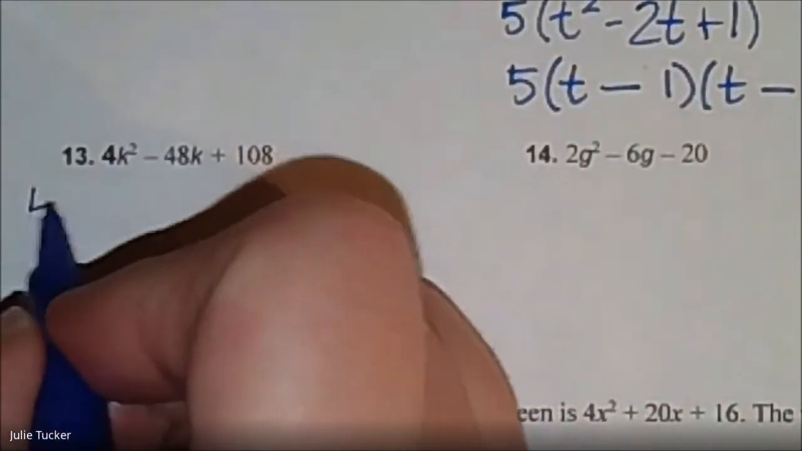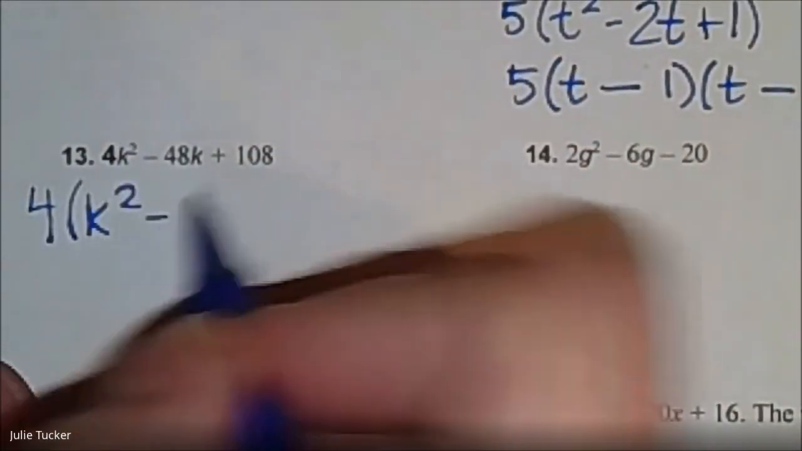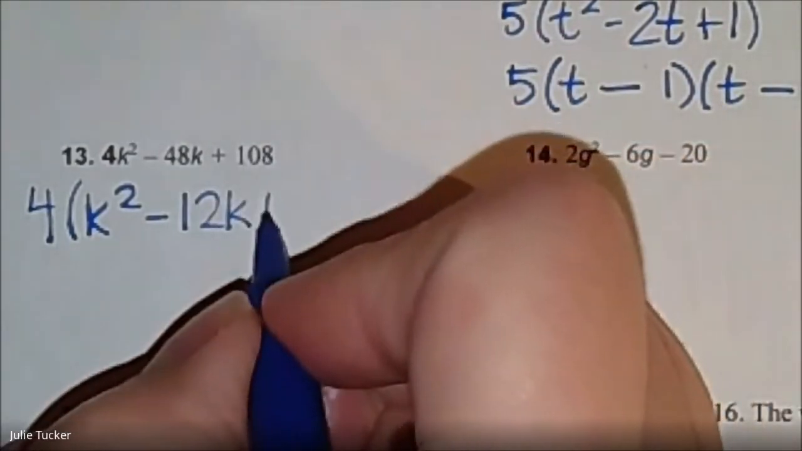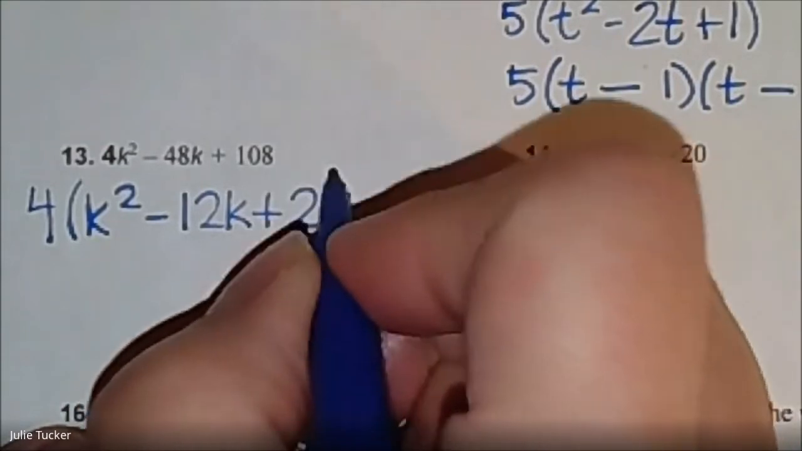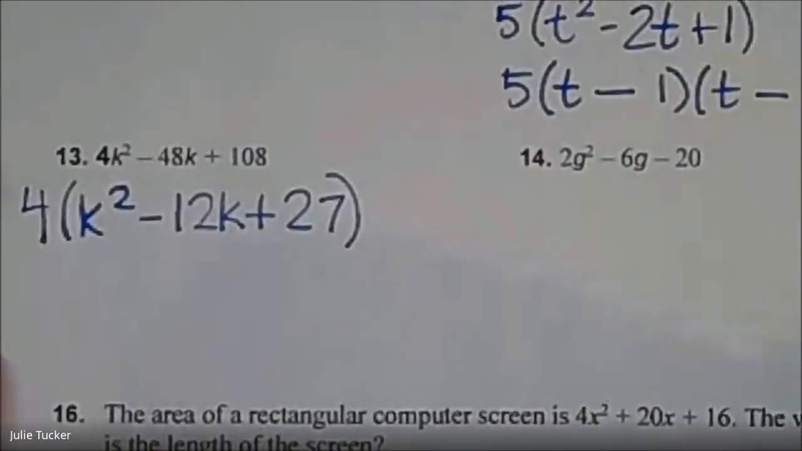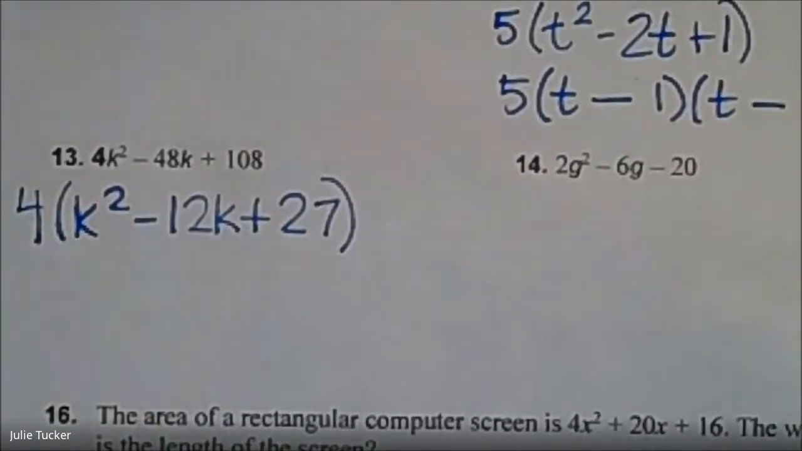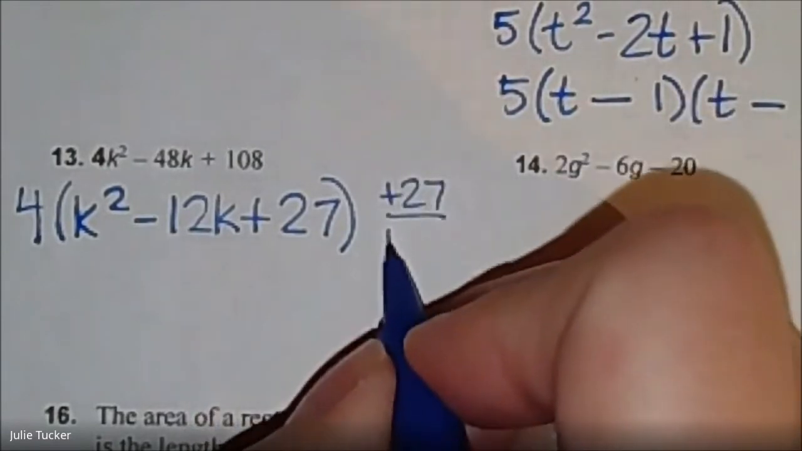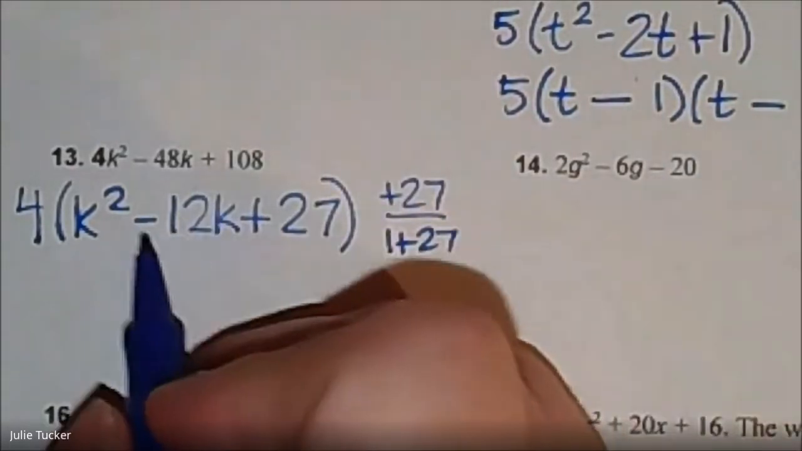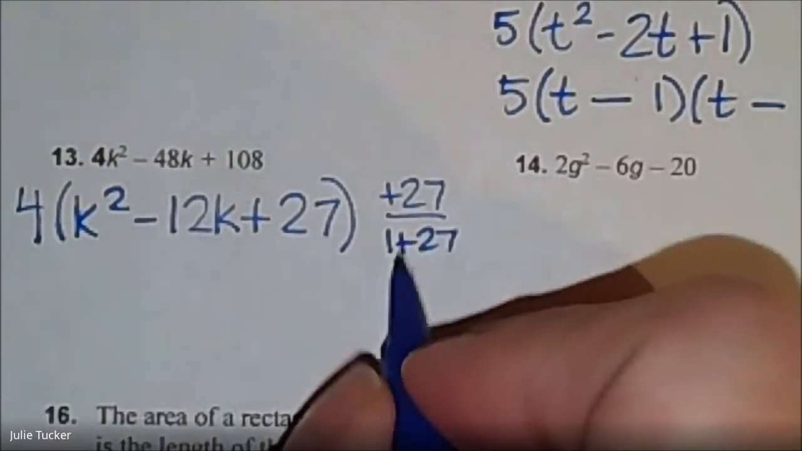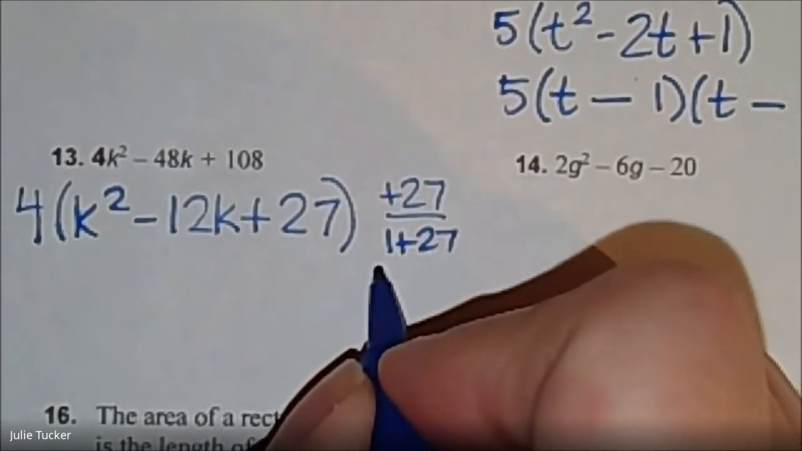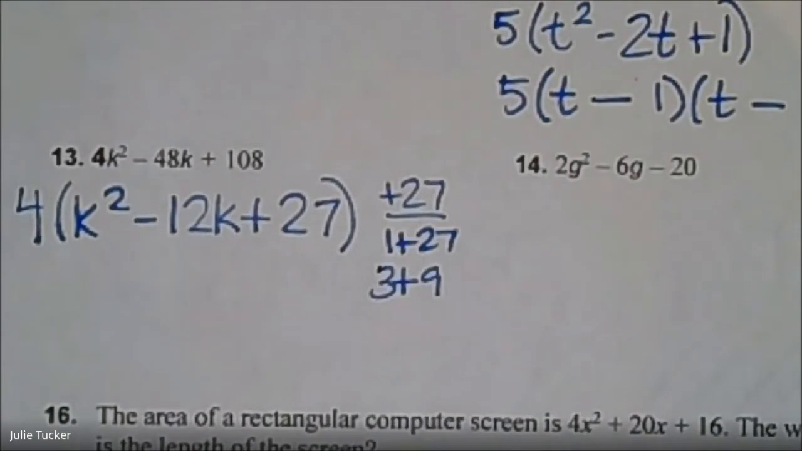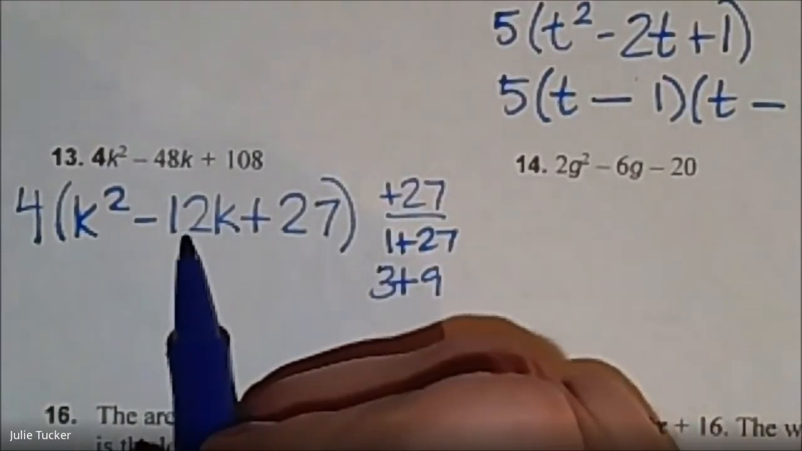Let's divide by 4. 48 divided by 4 is 12, and 108 divided by 4 is 27. So now we work the problem inside the parentheses. So 1 plus 27 is 28. That's not the right number because we need a 12. It won't divide by 2. And then 3 times 9 is 27, and 3 plus 9 is positive 12.